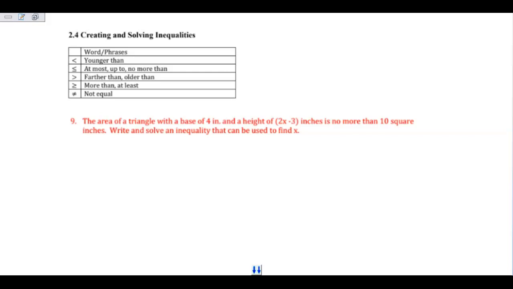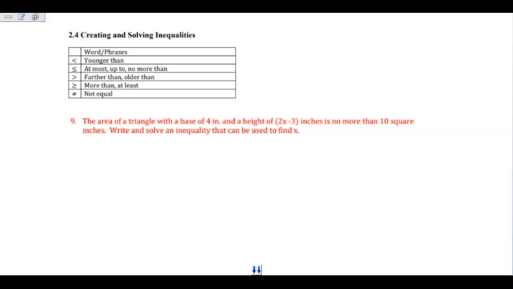All right, so it says number 9, the area of a triangle with a base of 4 inches and a height of 2x minus 3 inches is no more than 10 square inches. Write and solve an inequality that can be used to find x.